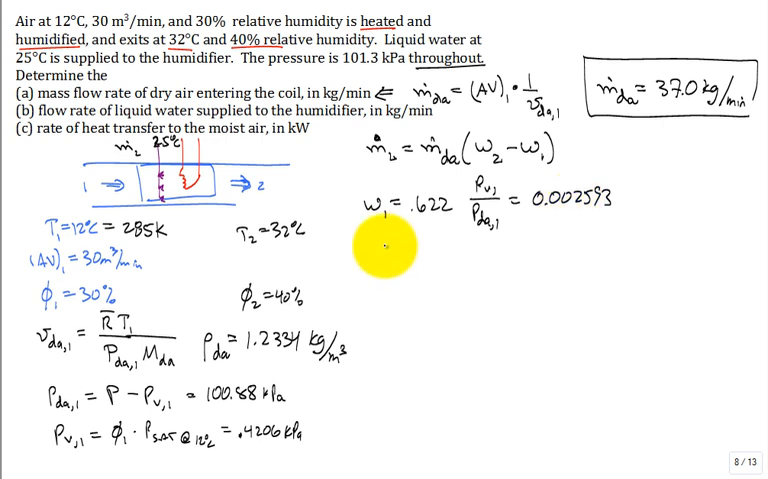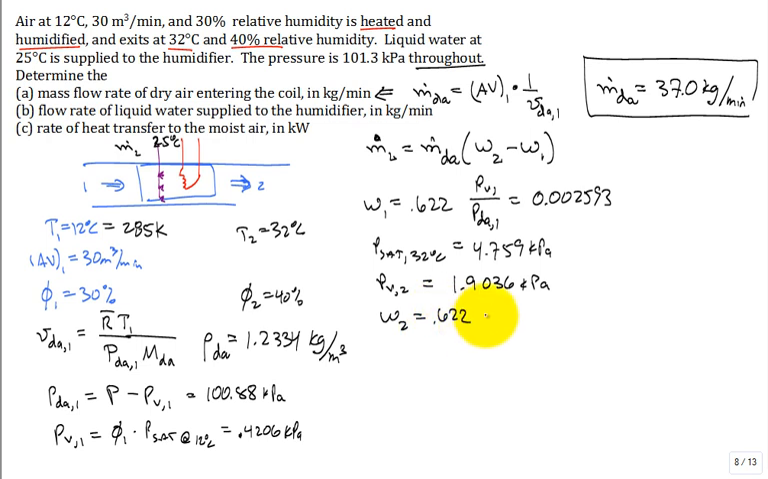Then we have to do a little work about this one. So I get the saturation pressure at 32 degrees C out of the tables, 4.759 kilopascal. I multiply that by the relative humidity to get the vapor pressure at the exit. That comes in at 1.9036 kilopascal. I then get the omega 2, 0.622 times PV2 divided by P total minus PV2. Same equation, and then we calculate that omega 2, 0.01191. Notice that it's larger.